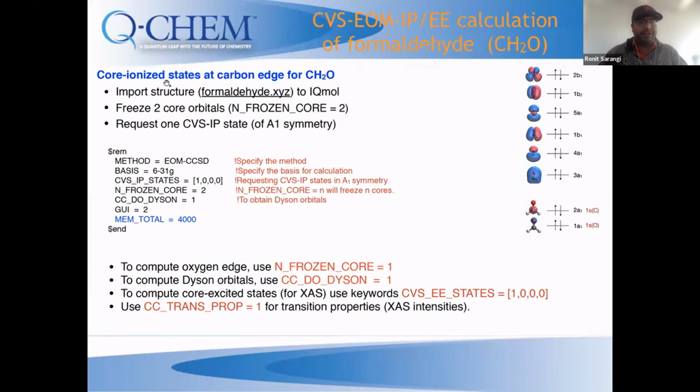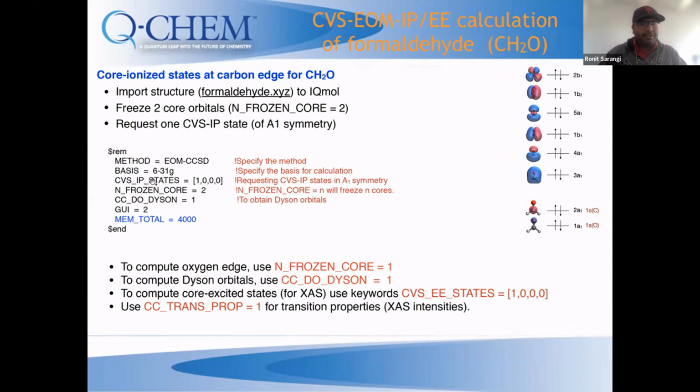So what you will do is import the formaldehyde.xyz to IQ mode, and this keyword is used to freeze certain core orbitals. The example shown here calculates the core ionization energies, the carbon edge core ionization energy. So the n_frozen_core needs to be set to 2. If you want to calculate the oxygen edge core ionization energy, you have to change it to 1 using IQ mode.